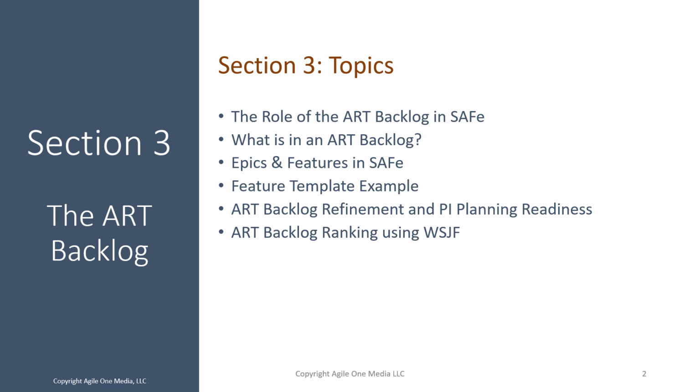Then we'll review the difference between epics and features and the portfolio backlog and ART backlogs as they are used in SAFe. We'll then look at a sample template that we might use to capture feature information. And then we'll discuss what level of refinement and detail is going to be needed to support PI planning. And finally, we'll look at the weighted shortest job first, or WSJF, method of ranking ART backlog items.